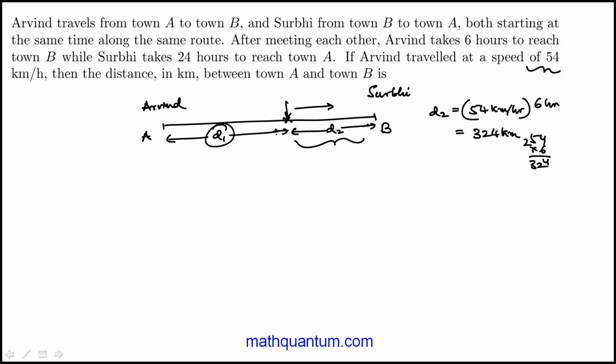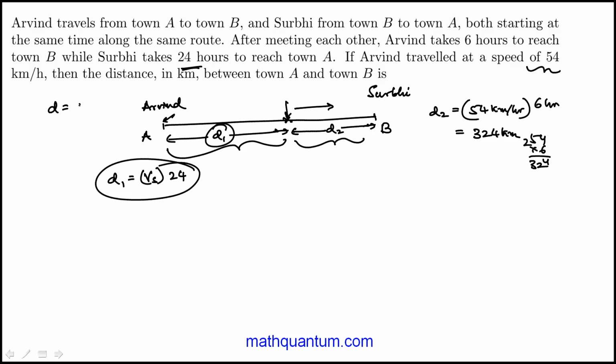Now D1 part here, we're told that Surabhi takes 24 hours to reach this end. So she would have covered this distance, and I'll call her speed V sub S times the 24 hours. So that's the other relationship. We're looking for the total distance. So we're looking for D1 plus D2. We already have D2, so it's really D1 plus 324.